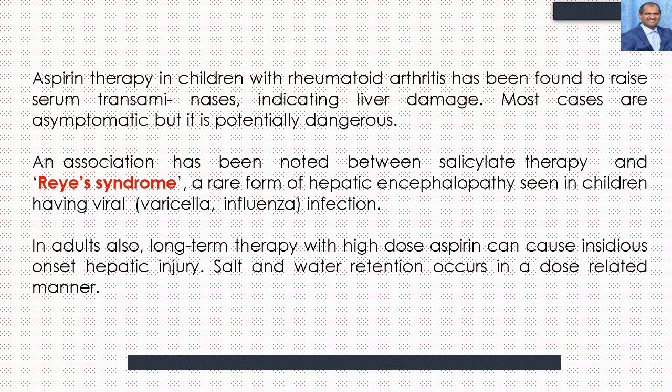aspirin and congeners in the therapy of children with rheumatoid arthritis are found to raise serum transaminase enzymes, including SGOT or AST and ALT. These enzymes will be increased. But most of the cases are asymptomatic, the liver damage is not so significant, and it is reversible also. An association has been noted between salicylate therapy and Reye's syndrome.